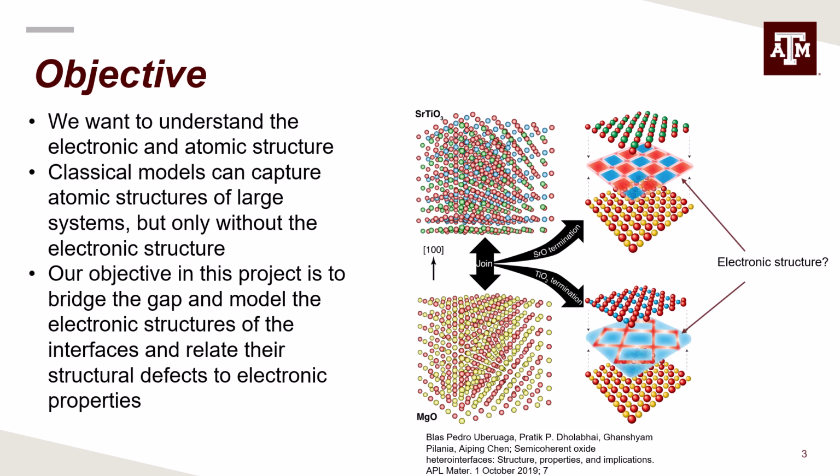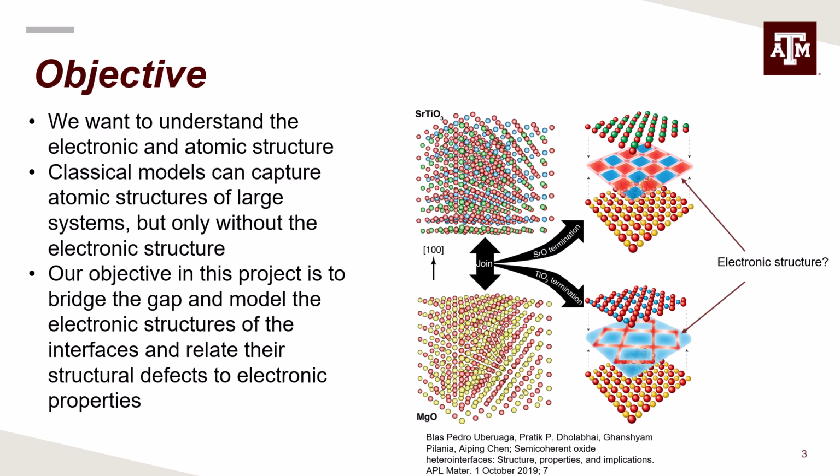Our objective is that we want to understand the electronic and atomic structure of these very large interfaces and defect patterns. Classical models can capture the atomic structure of these large systems, but they can only do it without the electronic structure. Our objective in this project is to bridge the gap and model the electronic structures of the interfaces and relate their structural defects to electronic properties.